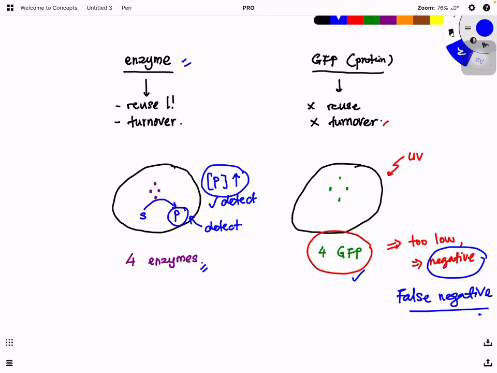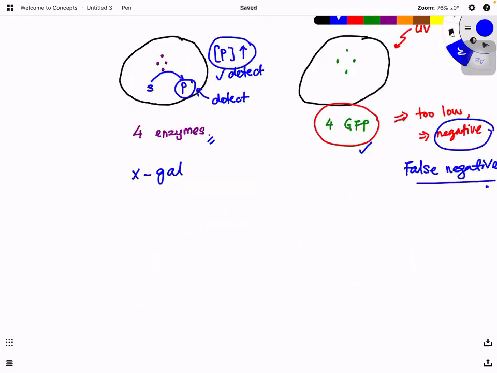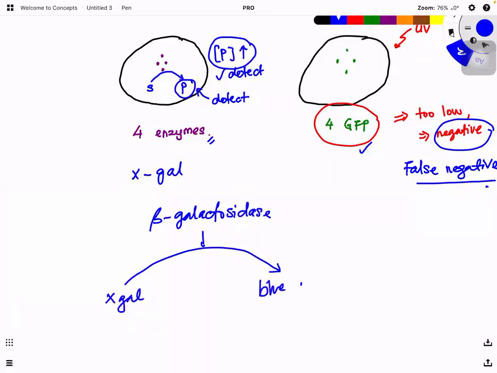So an enzyme example we can see here is X-gal, in the blue-white screening, where you have the beta-galactosidase. The beta-galactosidase continuously converts the X-gal into the blue compound. Because of this, we can see the blue colonies in the petri dish. So there is something special about enzyme versus protein.